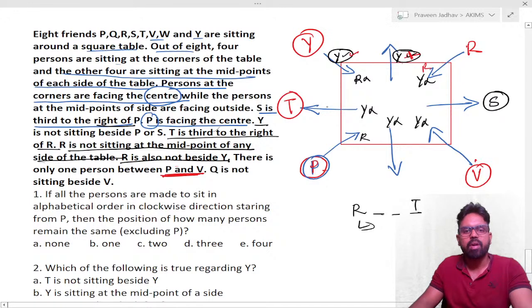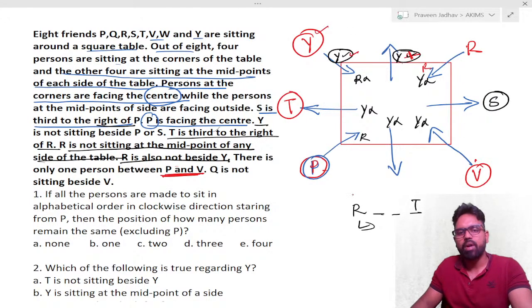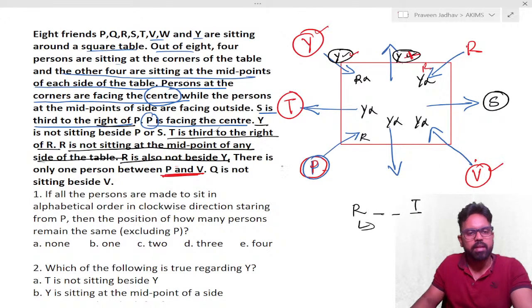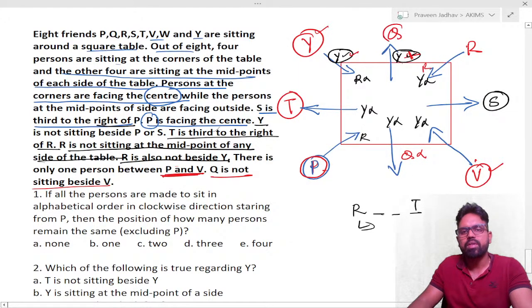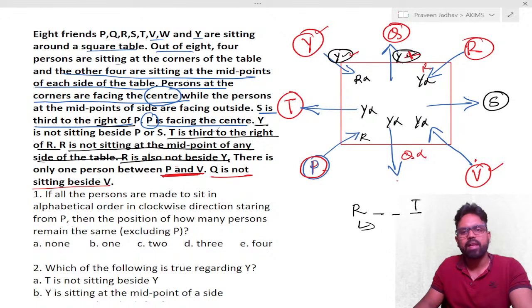Because one position from P, Y is already sitting, one position from P, I need V. Can I write it on the other side? Yes. Q is not sitting beside V. Q is not sitting here. Meaning the only position left out for Q is this one. Okay. Then who is the person left out? W is left out. W will come.